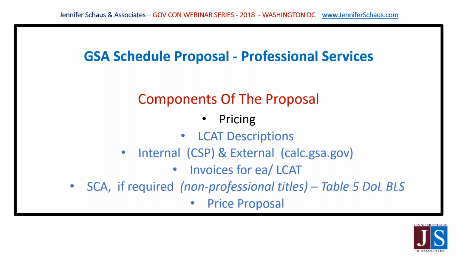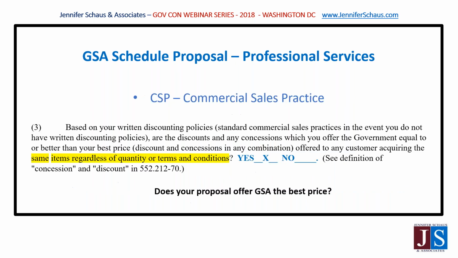Then the biggest piece here is going to be the price proposal. You'll list your commercial rates. You'll list your most favorite customer, so who's getting the best discount, and then your proposed rate to GSA, which typically is going to be lower than your commercial and lower than your most favorite customer. Again, this is the whole impetus of the schedule.